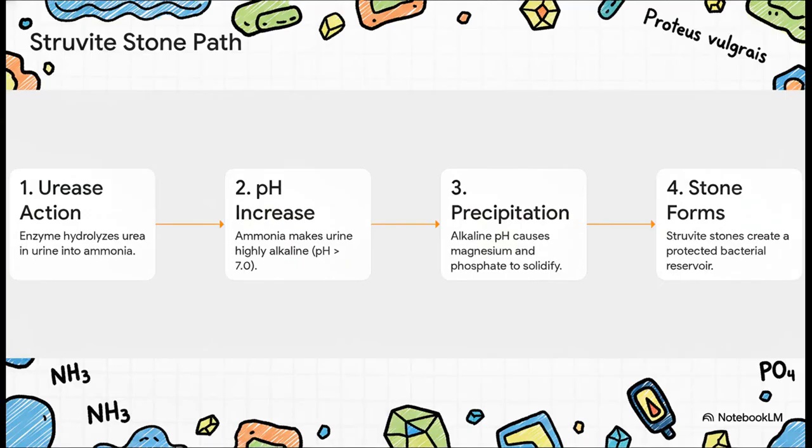So here's what happens. The bacteria pump out urease. That urease finds urea in the urine and splits it into ammonia. All that ammonia jacks up the pH, making the urine incredibly alkaline. In that alkaline soup, minerals like magnesium and phosphate start crashing out of solution, and bam! You get these infectious struvite stones. And these aren't just kidney stones, they're bacterial bunkers, creating a protected niche where the bacteria can hide from antibiotics.